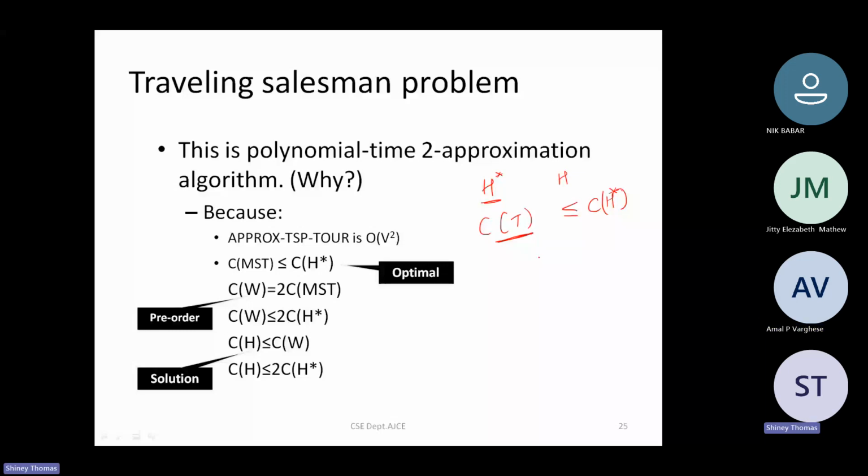Got it? Now a full walk of a minimum spanning tree, say you call it as W. What was the problem in that? You have repetition of vertices. So can we say that the cost of W will be twice the cost of the minimum spanning tree?